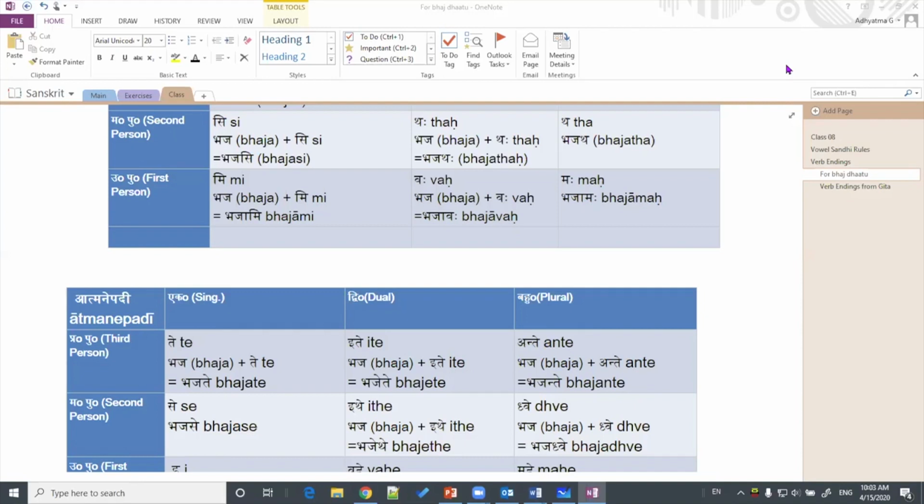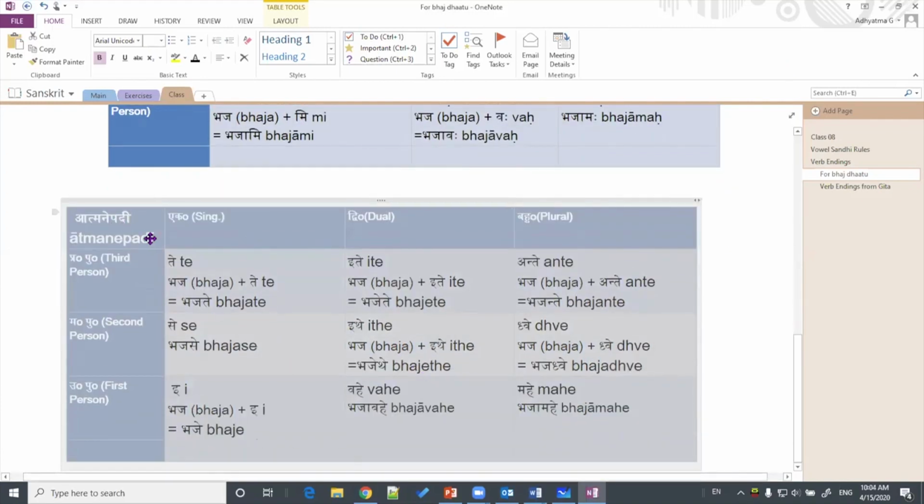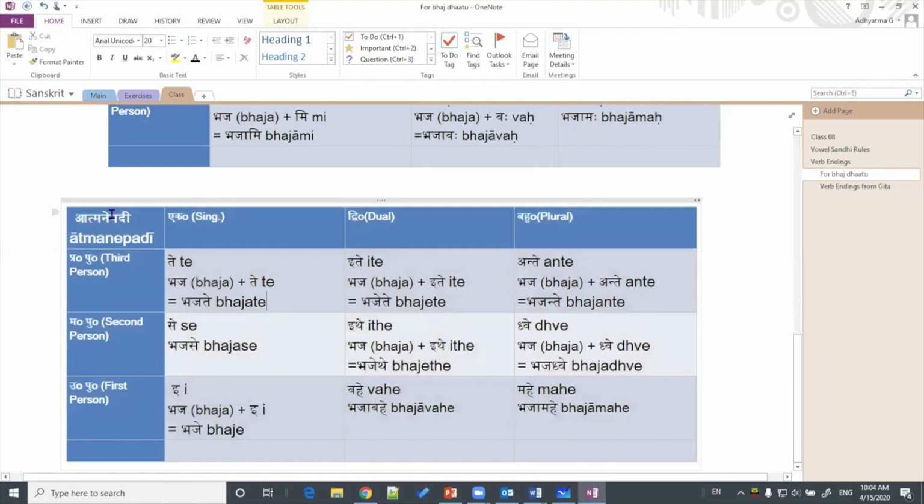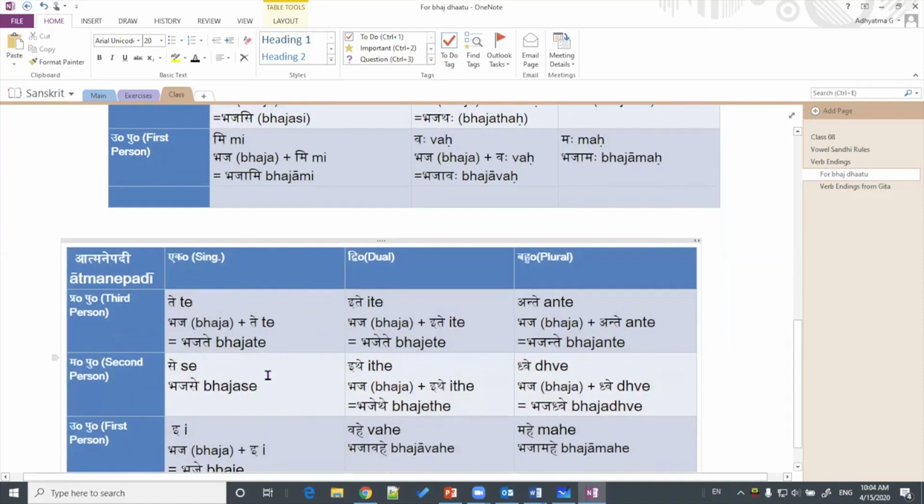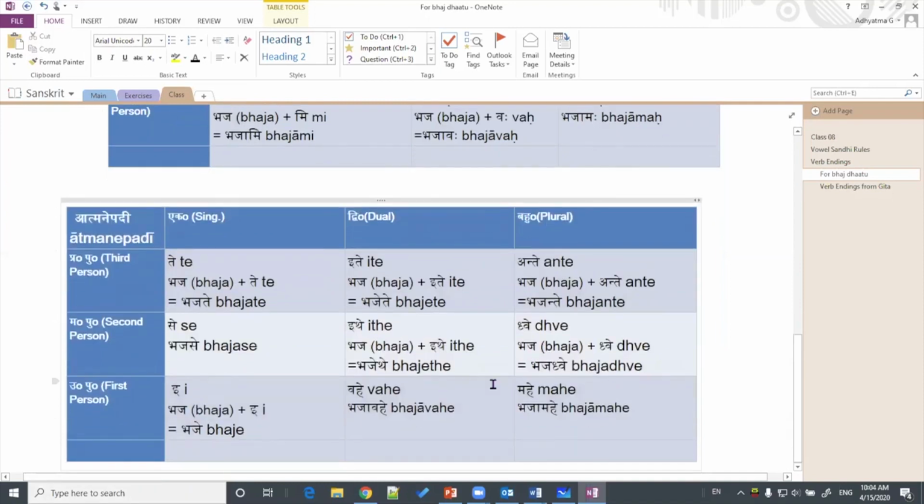The question: I am a little confused about Atmanepadi, which talks about self, versus first person, which also talks about self. So please do not get confused. As I said, Atmanepadi was used traditionally, a tradition which is no longer observed, when the verb is used when the action is done for others' sake. But now if I say bhajate, that means he worships. So bhajate means he worships. So same, bhajati or bhajate, the meaning is the same. You can understand, for all practical purposes, the meaning remains the same whether we use parasmaipadi or atmanepadi.